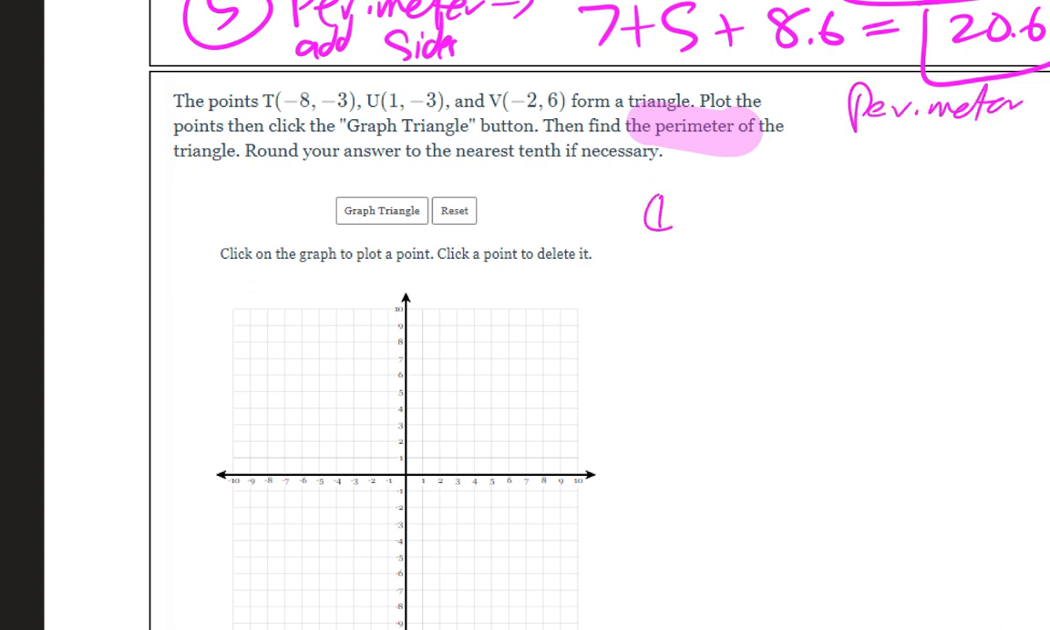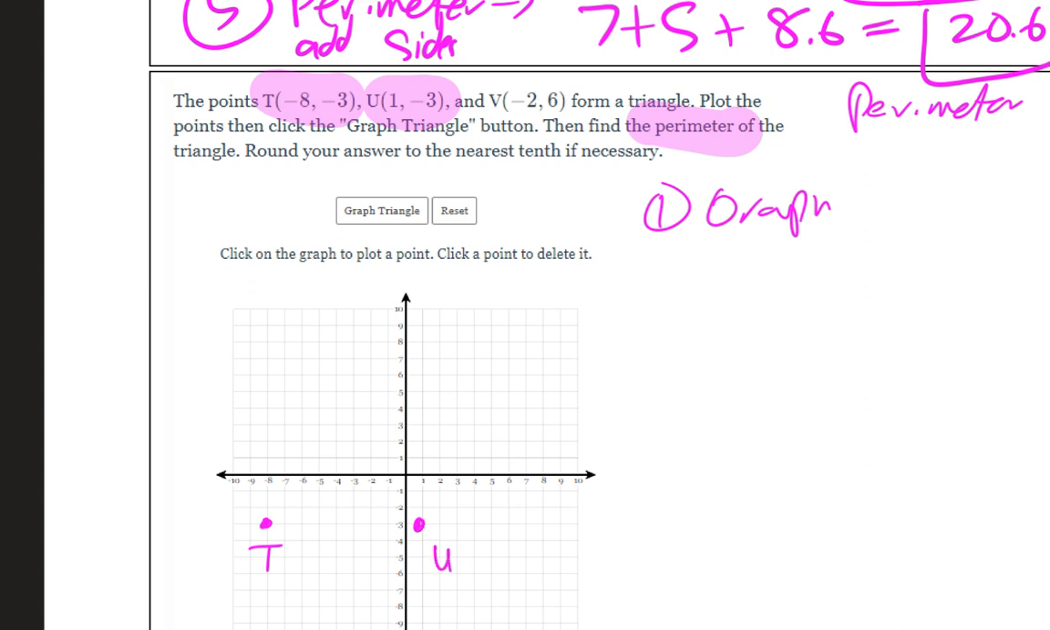Okay, so let's do our first step. We're going to graph. The first one is a triangle, so it's 3 sides. T is -8, comma, -3. So -8 and then -3. Okay, we're going to label that with a T. Next, U is 1, comma, -3. So 1 to the right and then down 3.